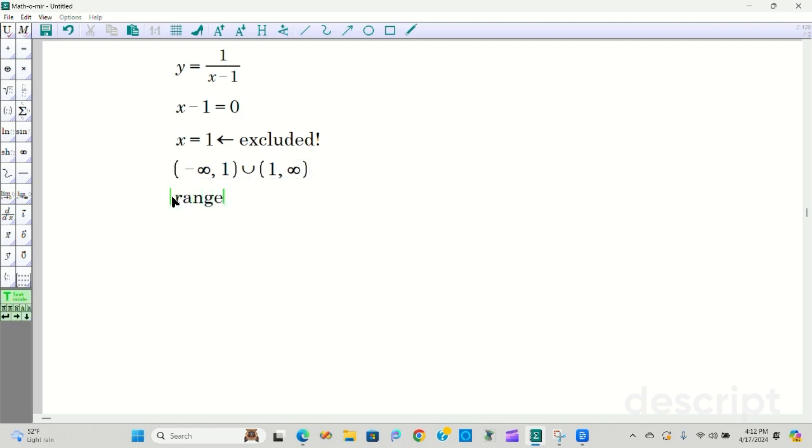Now for the range part, this is what you can do. You can take this thing here, I've highlighted, and just solve it for x, because that will tell you which values of y can be excluded. So look at that carefully now. I'm going to have y equals 1 over x minus 1. So cross multiply, you're going to have y times x minus 1 equals 1. Alright, then distribute, so yx minus y equals 1.